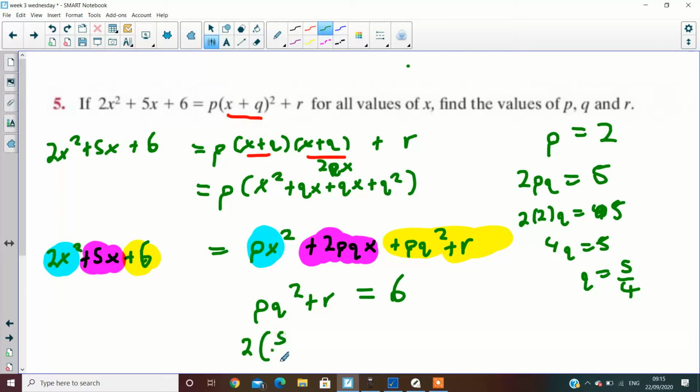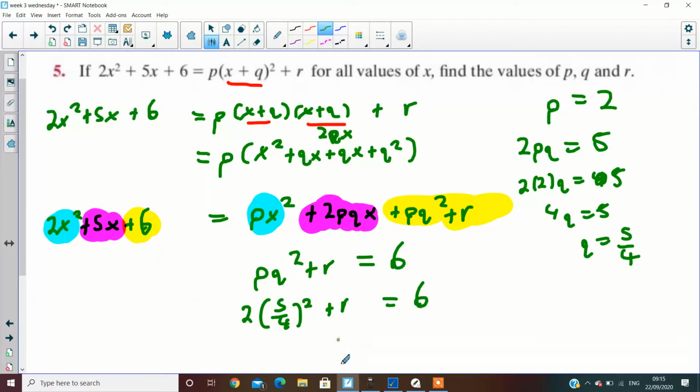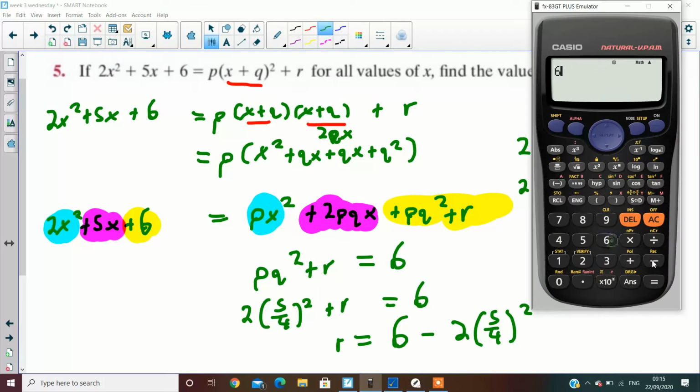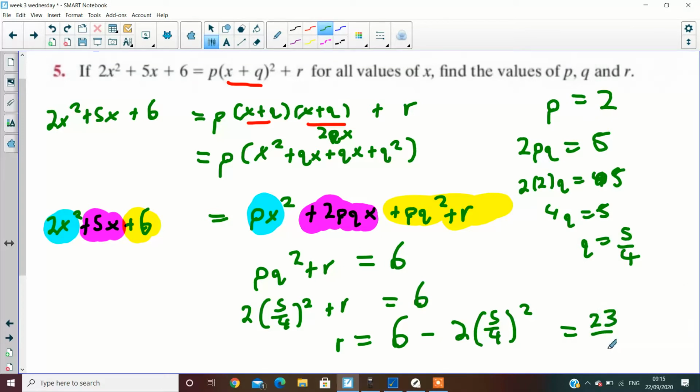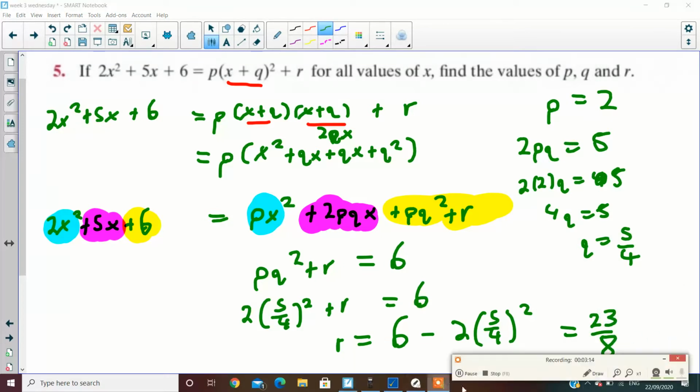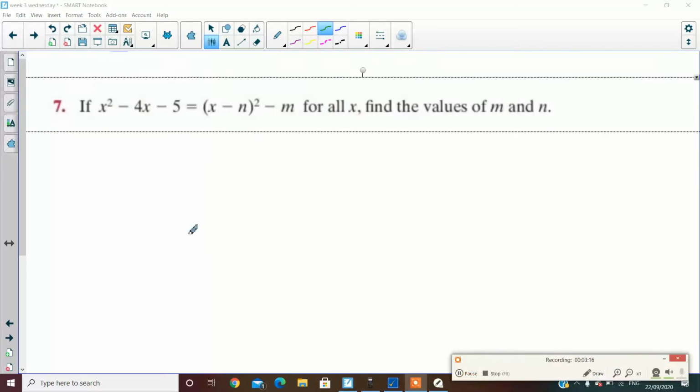2 times (5 over 4) squared plus r equals 6. This implies that r equals 6 take away 2 times (5 over 4) squared. What's that in your calculator? 23/8. All good? All right, question.